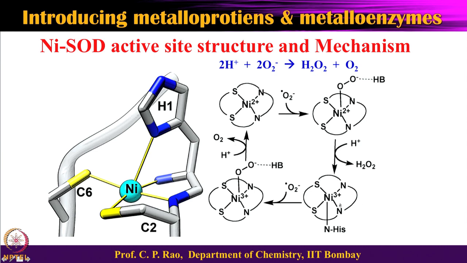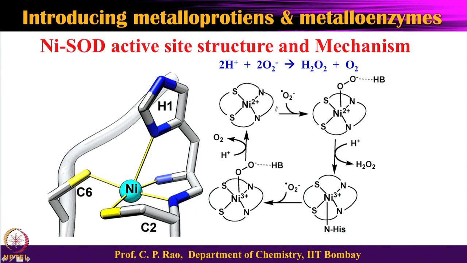Okay. And upon one more species of the O2 minus dot, it will be bound to the Ni3 plus, and in the presence of proton this again gives another O2 molecule and gives back this. Let me once again go through this.